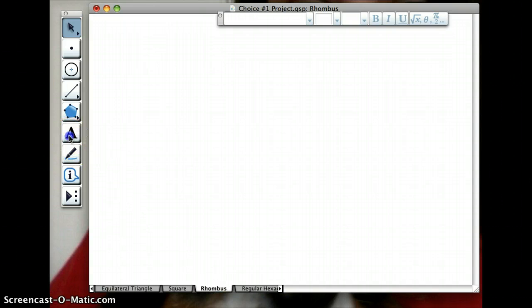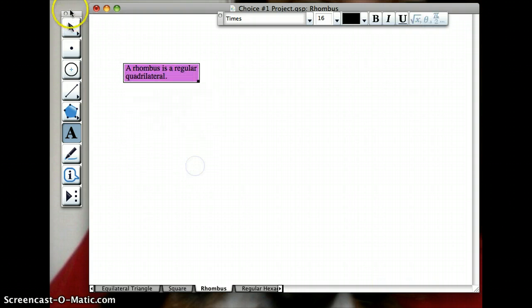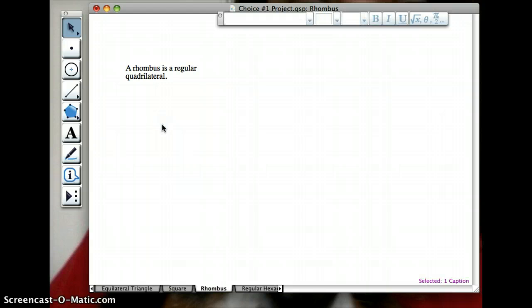So definition-wise, as we started off the last one, a rhombus is a regular quadrilateral. Now, regular we talked about before. All it means is that it has the same lengths of the sides, and quadrilateral, for most of you who know this, if not, it's just a shape with 4 sides.